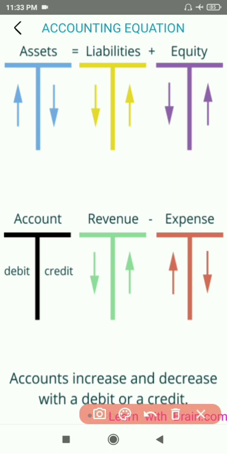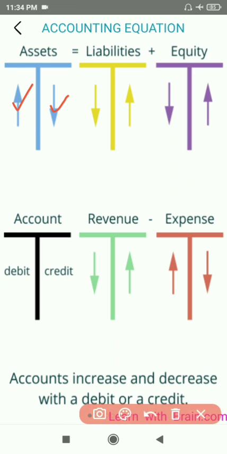First of all, we will discuss the debit and credit rules for assets. If an asset increases, we will debit the asset. If an asset decreases, we will credit the asset account.